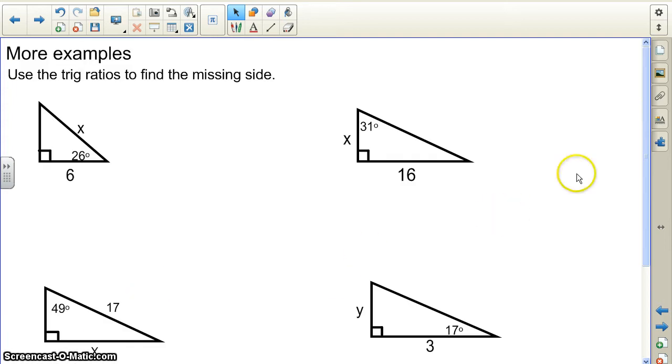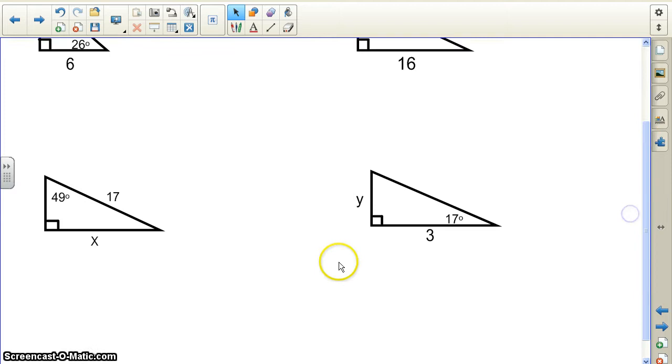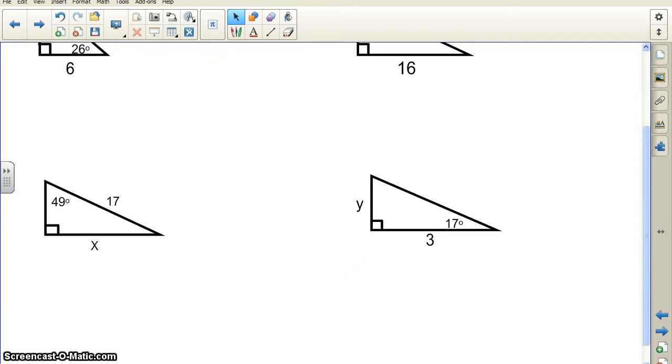Now, we're going to do these a little bit out of order. I'm going to do one of these. Okay, so on this first example, we'll go ahead and solve for x. So here's our angle, which makes this x our opposite, which makes the 17 our hypotenuse. Okay, so that would give us opposite over hypotenuse, so we're going to use sine.